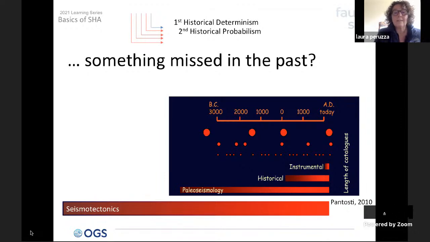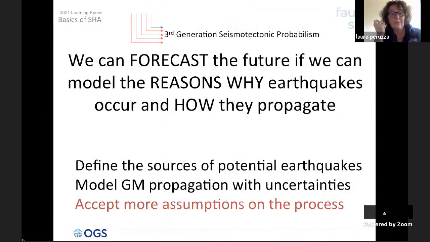And it was in this sense that we entered the third generation, what we call seismotectonic probabilism, that states that we can forecast the future if we can model the reason why earthquakes occur and how they propagate. There are some assumptions that are the pillars of this third generation: define the source and the potential of earthquakes, model the ground motion propagation with uncertainties, accept some assumptions on the process itself.